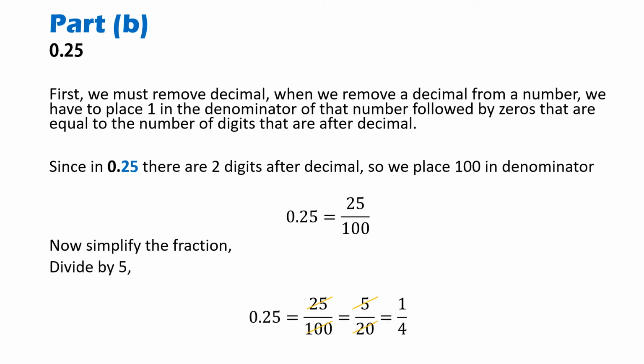Part B. First, we must remove decimal. When we remove a decimal from a number, we have to place 1 in the denominator of that number followed by zeros that are equal to the number of digits that are after decimal. Since in 0.25 there are 2 digits after decimal, so we place 100 in denominator, then simplify the fraction, so here we have 1 upon 4 as a simplified fraction.